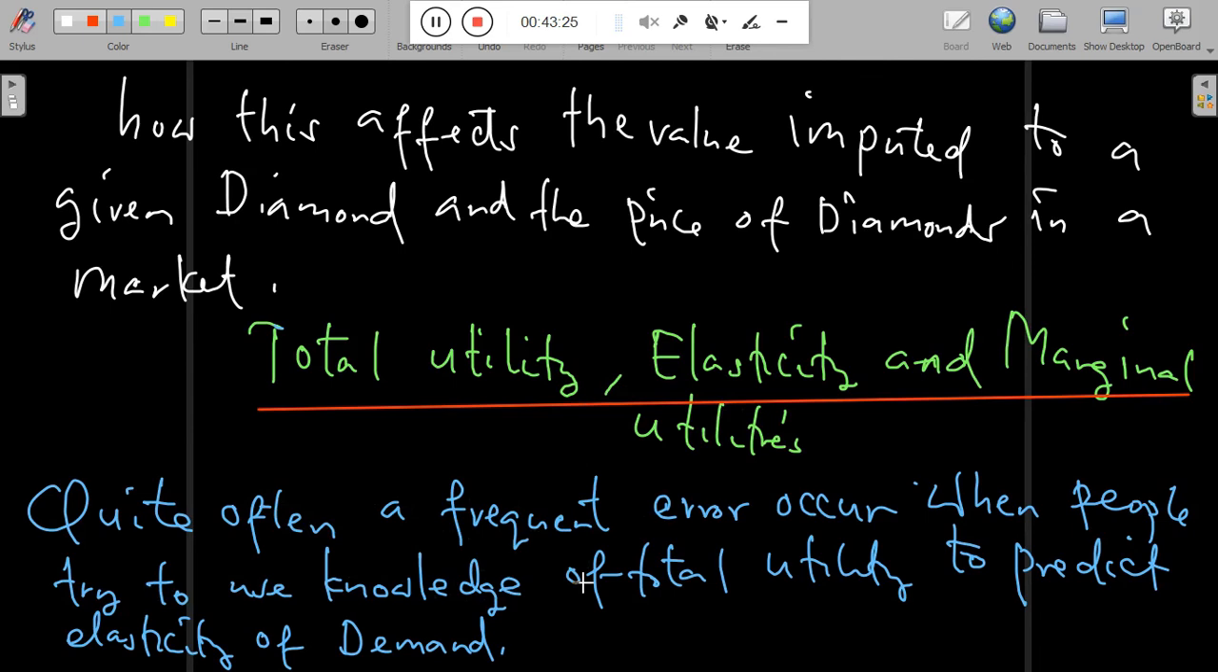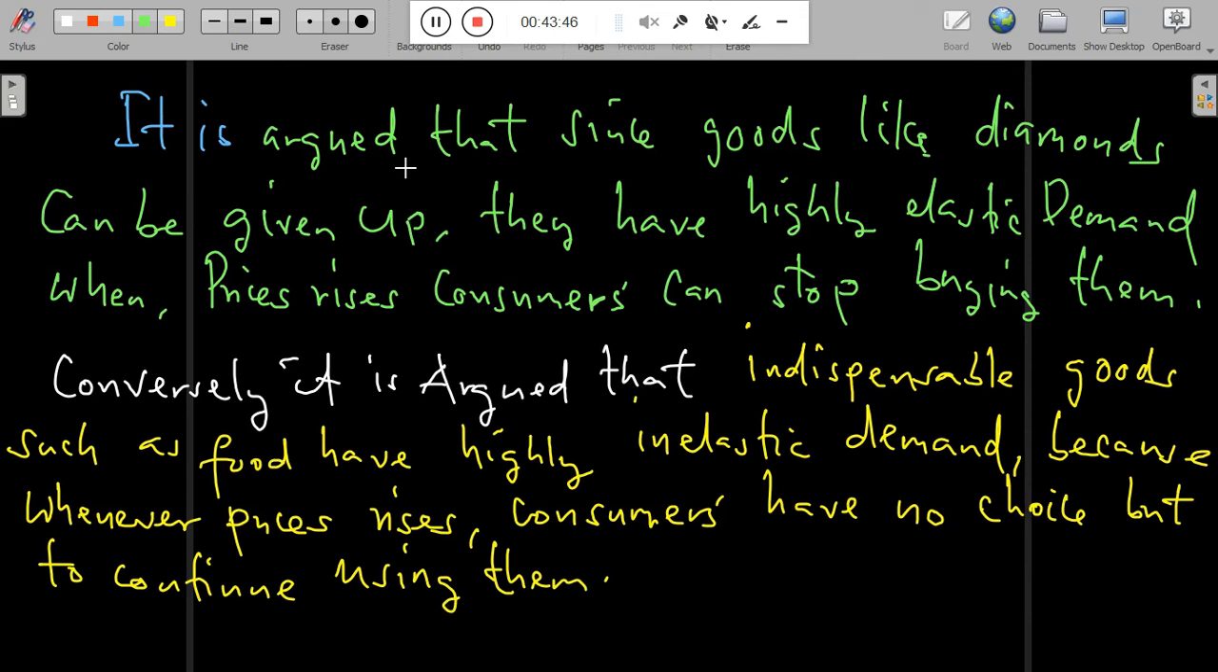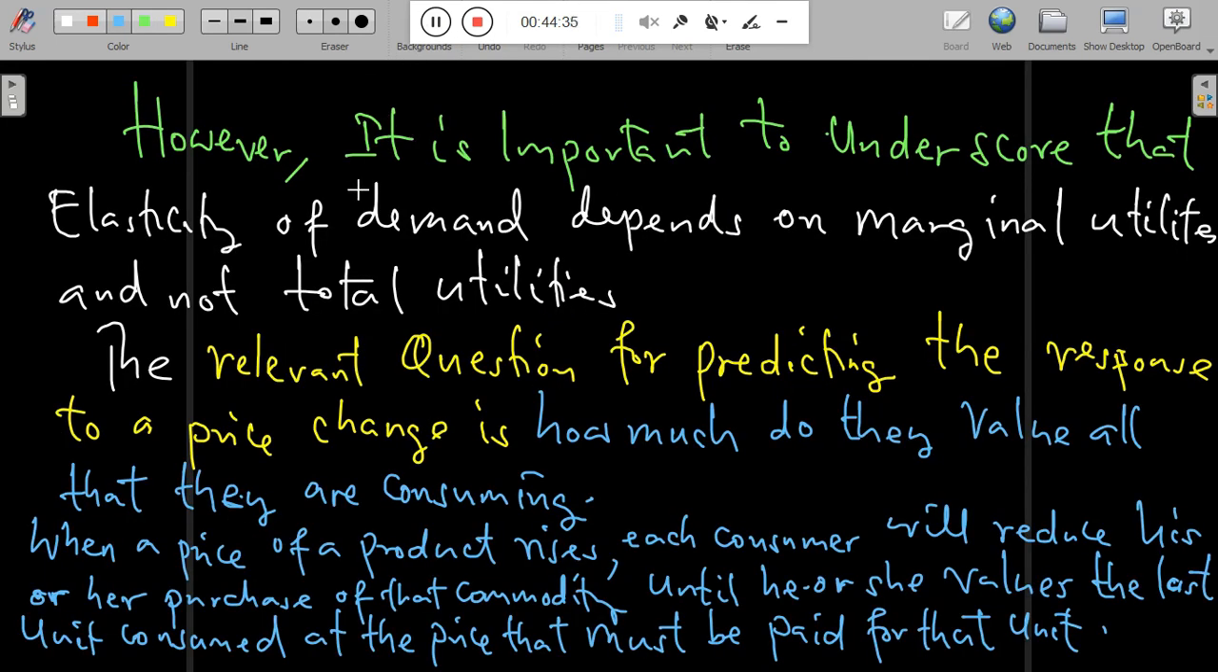Let's come to another concept, that is total utility, elasticity, and marginal utilities. Quite often a frequent error occurs when people try to use the knowledge of total utility to predict the elasticity of demand. It is argued that since goods like diamonds can be given up, they have high elasticity of demand. When the price rises, consumers can stop buying them. Conversely, it is argued that indispensable goods such as food, which are necessity goods, have inelastic demand because whenever prices rise, consumers have no choice but to continue using them. So even if the price of essential goods rises, people continue to use them because they are essential for them.